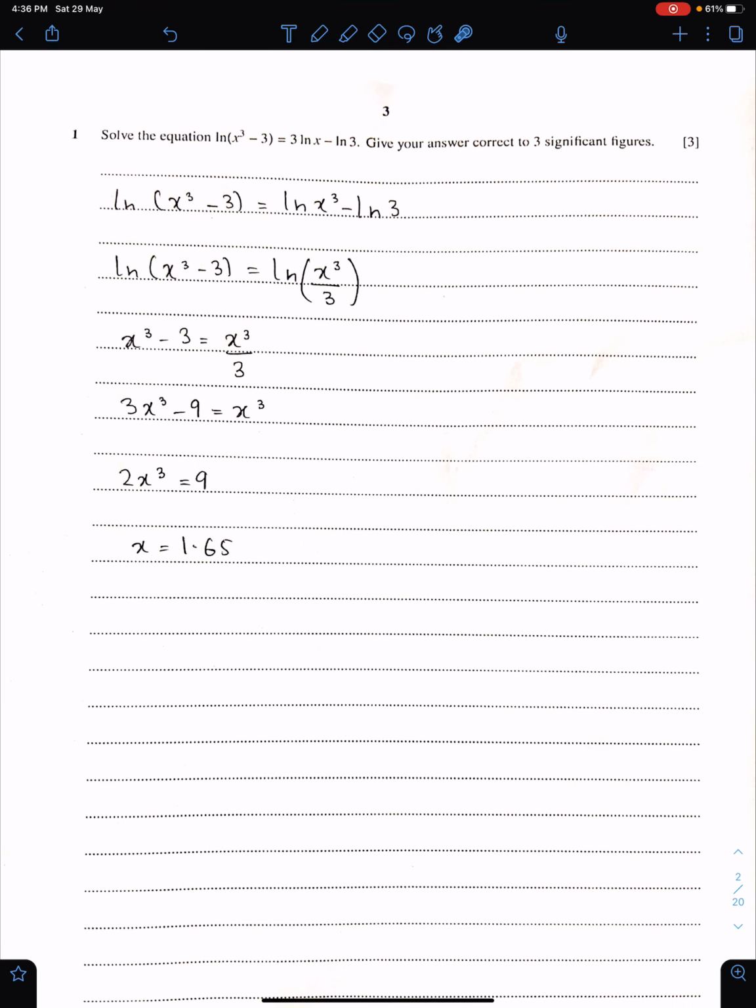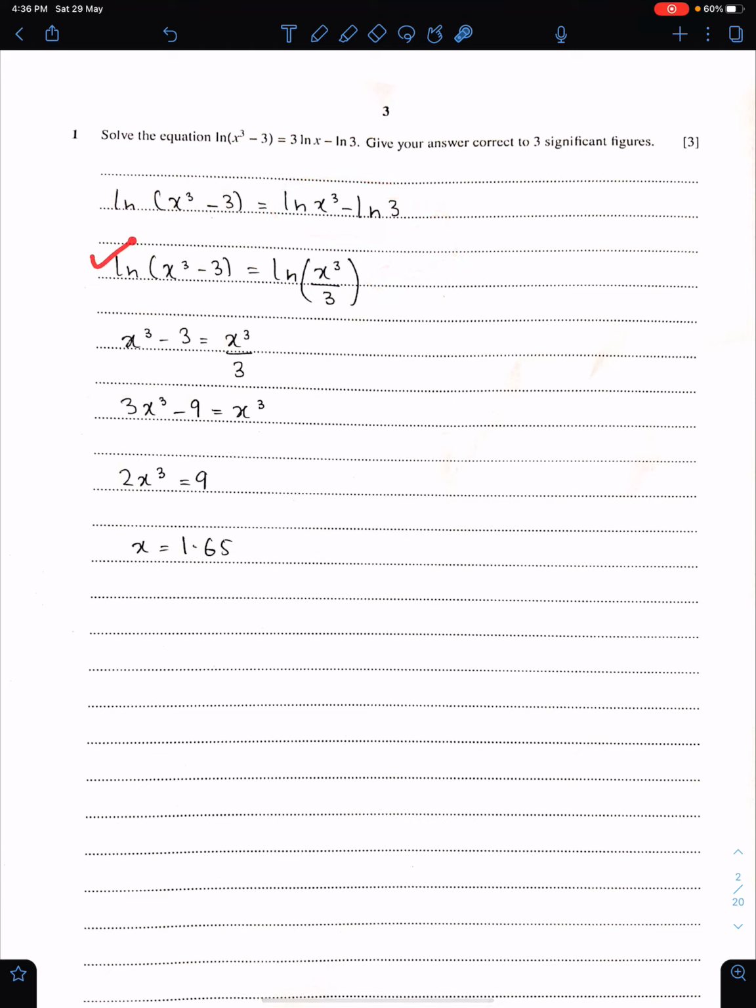Question number one, solve this equation. Give your answer correct to three significant figures. In order to solve this equation, we first need to express these two logs as a single log by using the quotient law. So by using the quotient law, we have expressed these two logs as a single log. Ln x cube upon 3.